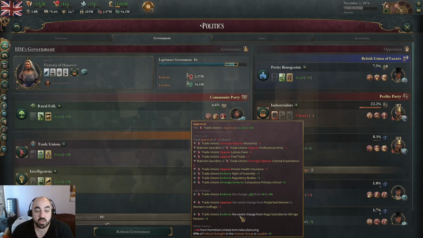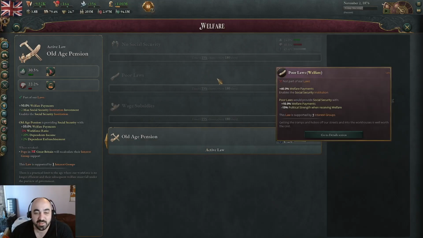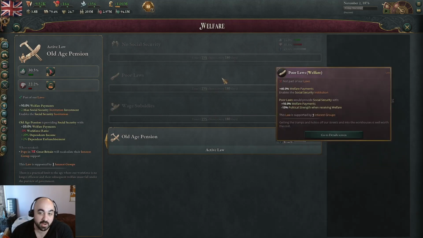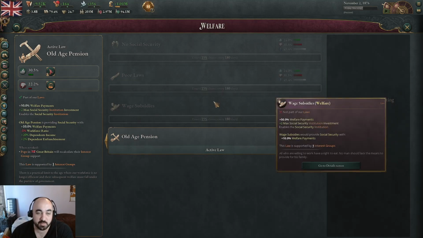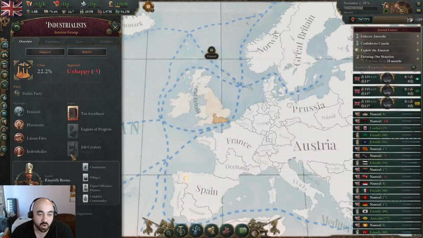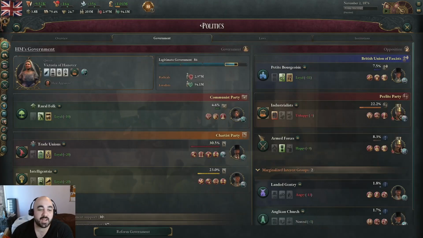Sometimes you just want to put laws on the back burner just to not make people mad. An example of this is welfare: for the most part I don't care too much between poor laws, wage subsidies, and old age pension, they're all kind of close. For a long time in this run, I did not swap off of poor laws to wage subsidies because I just barely had 10 approval on the Industrialists, and I wanted to make sure I was getting the job creators bonus. So paying a little bit of attention to the approval when you are passing laws is something you can do.